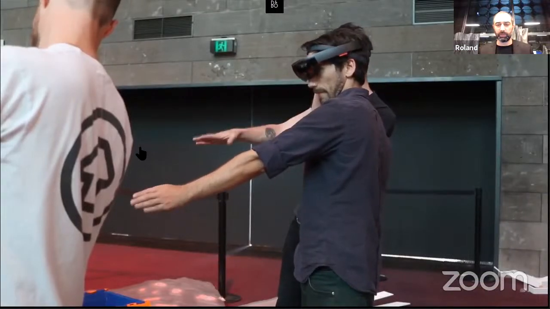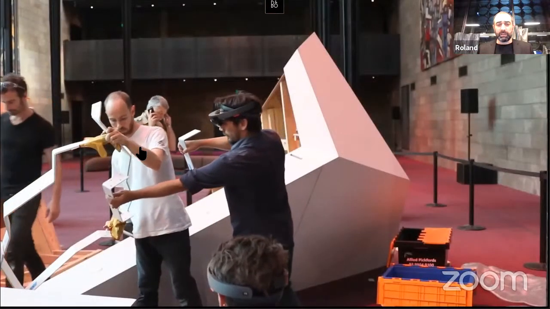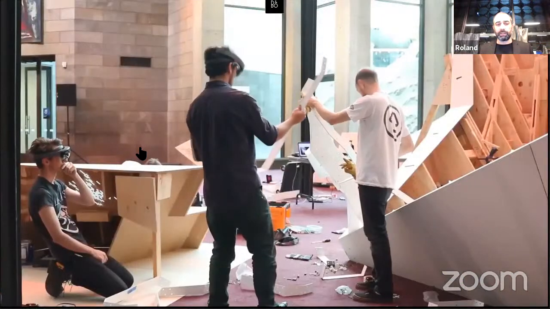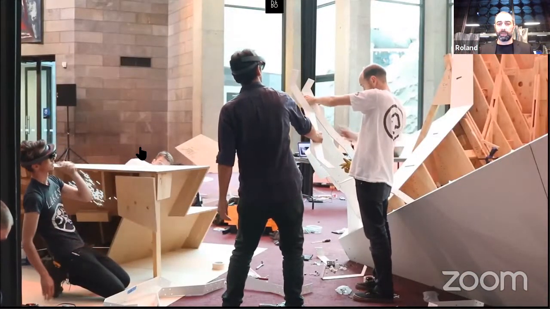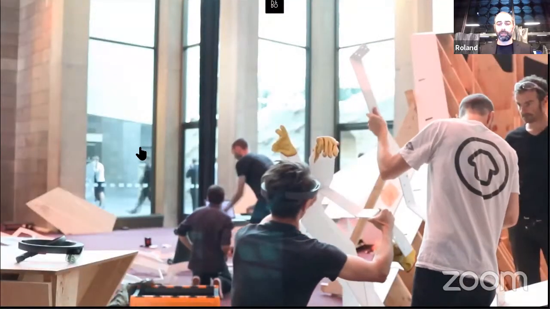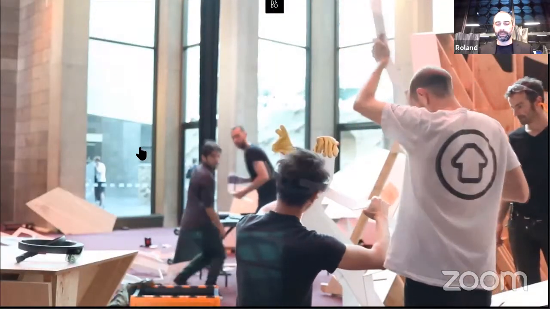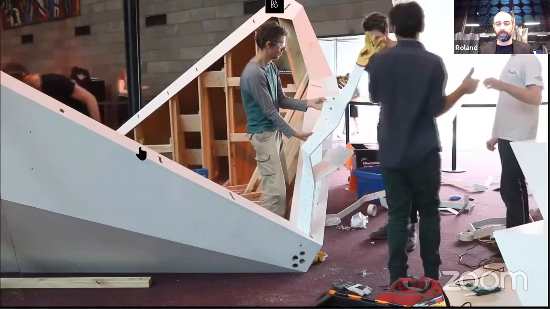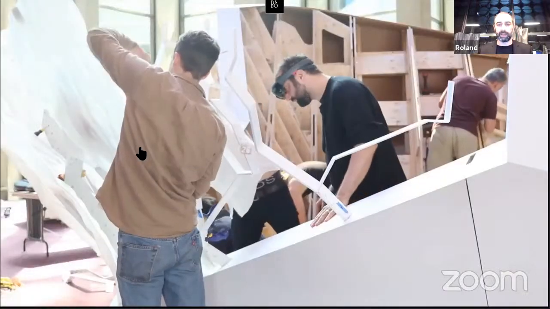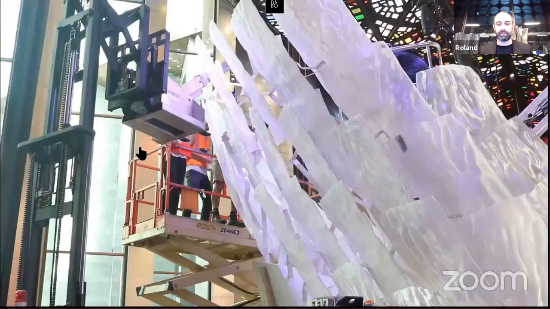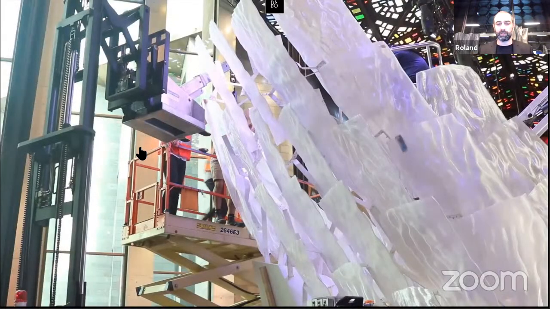And this is a short video which gives you some insight into the way the installation team would look at the digital model, see what part is required, grab that part, and put it into place where they could see the holographic representation of it, and then these parts get mechanically fixed together. So this allowed this project to go up relatively quickly.